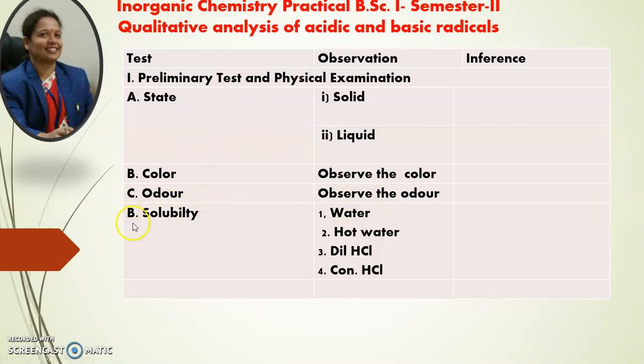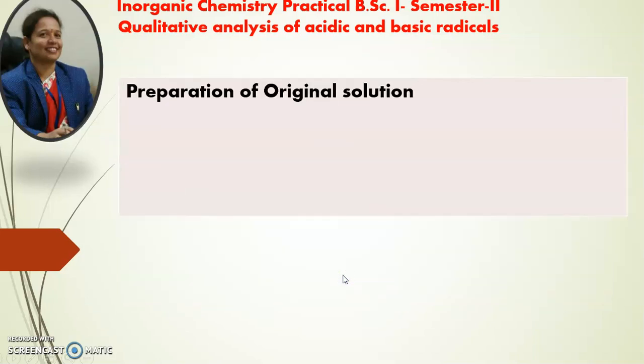Then check the solubility. This solubility checking is very important in view of the preparation of the original solution also. First of all, take a small quantity of mixture and add water to it. Check it very well whether it dissolves or not. Suppose the mixture is not dissolved, then heat it. The mixture may be soluble in hot water. If it is not soluble in cold water, check the solubility in hot water. If it is not soluble in these two, then check the solubility in dilute HCl and later with concentrated HCl.